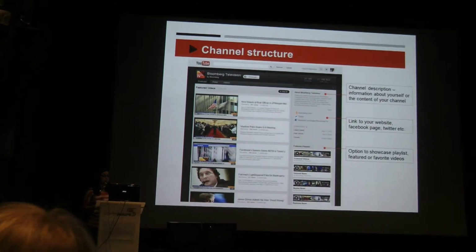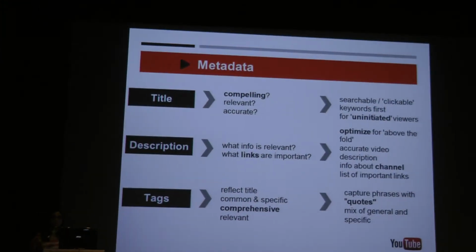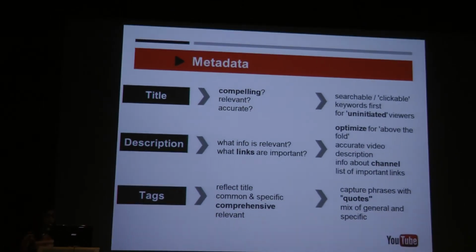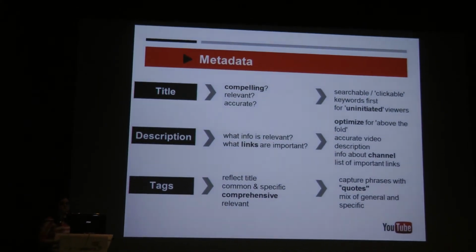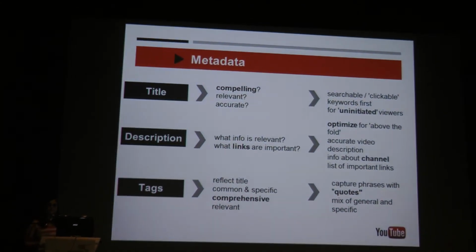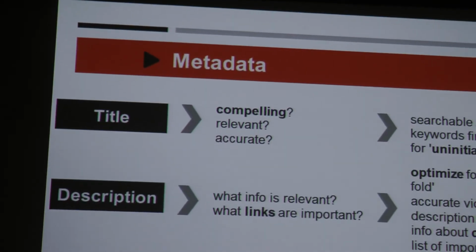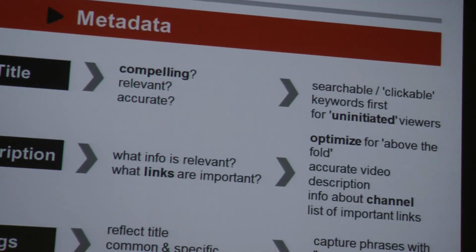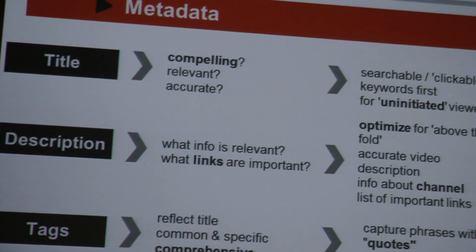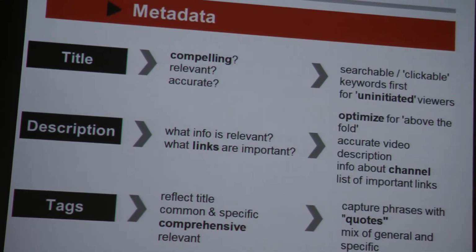To start with, you have the area of the channel description, where you could add information about yourself, about the content. Upload a video, and a lot of times we don't pay attention to these details. But this is exactly the information that helps users find your video. It helps the algorithm scan and understand your video so it can bring the relevant results.